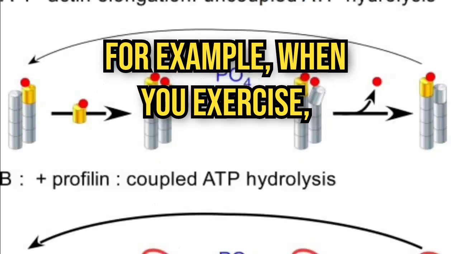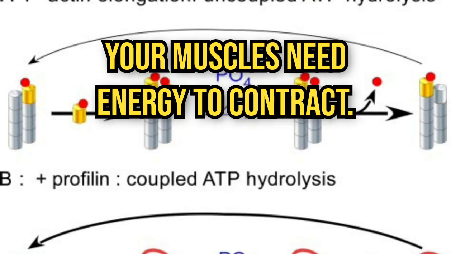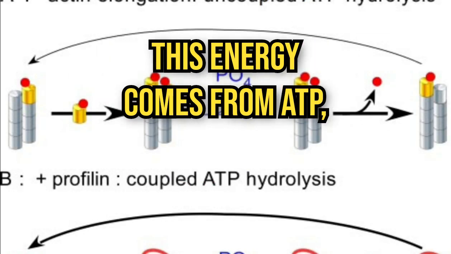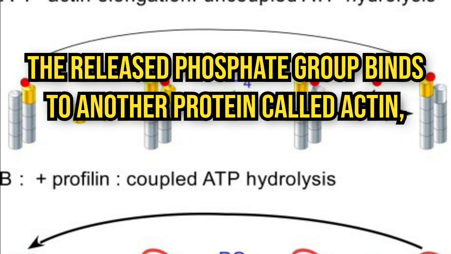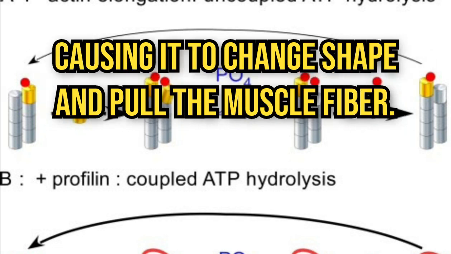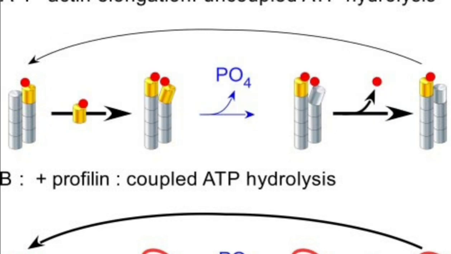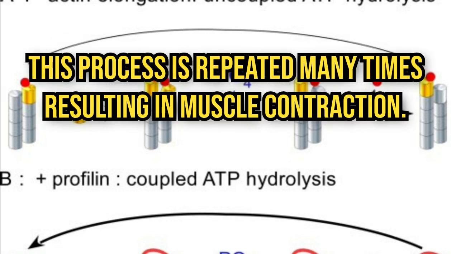For example, when you exercise, your muscles need energy to contract. This energy comes from ATP, which is broken down by an enzyme called myosin. The released phosphate group binds to another protein called actin, causing it to change shape and pull the muscle fiber. This process is repeated many times, resulting in muscle contraction.